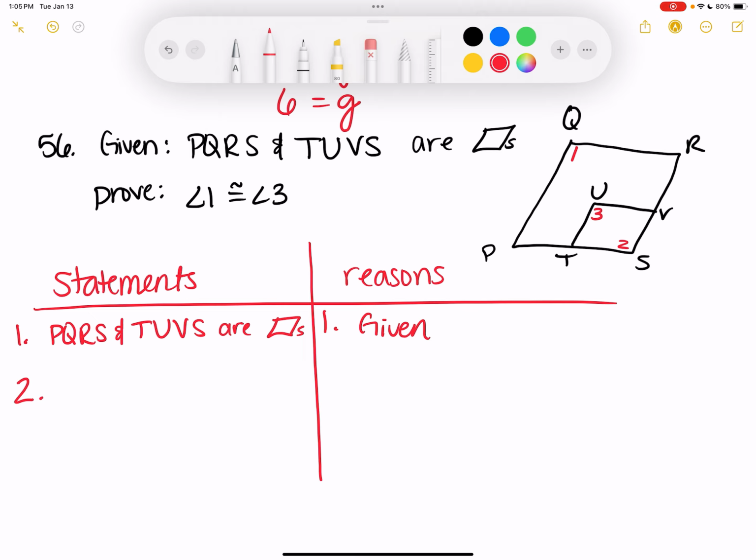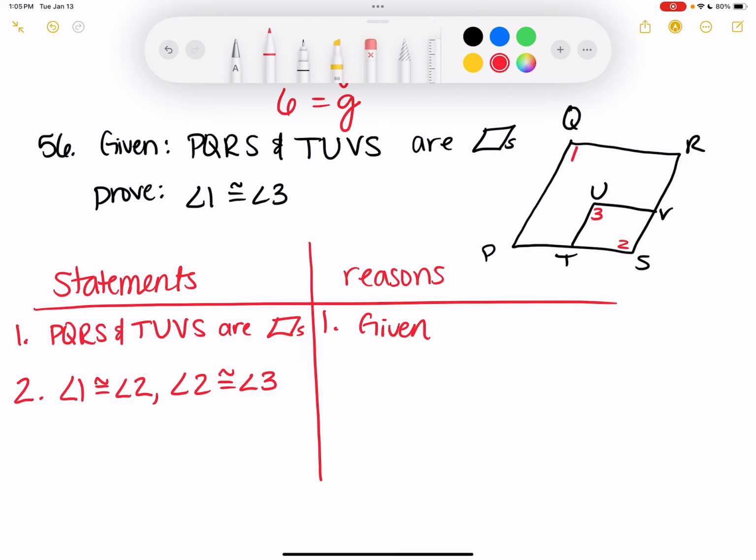So based on the picture, what do I know to be true with my theorems and stuff that I'm aware of for parallelograms? Angle 1 is congruent to angle 2, and what else? Angle 2 is congruent to angle 3. Yep, angle 2 is congruent to angle 3. And that's because opposite angles of a parallelogram are congruent.